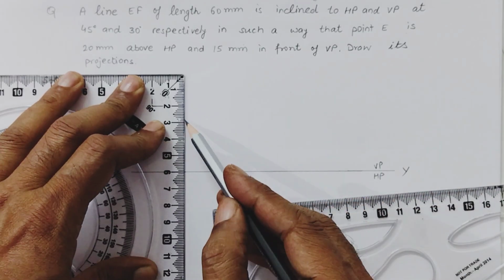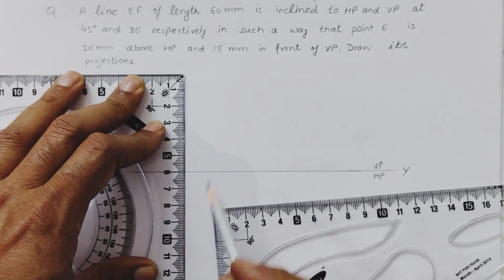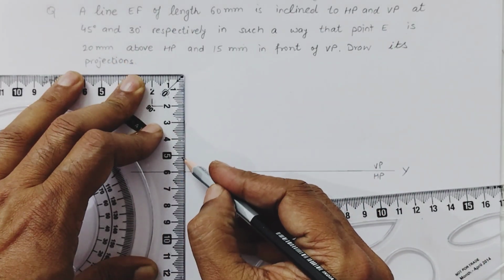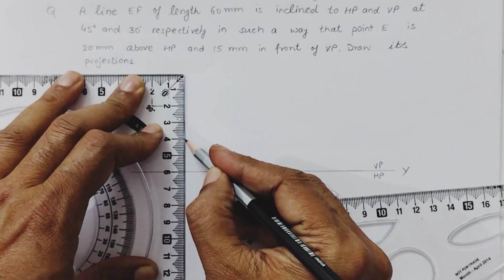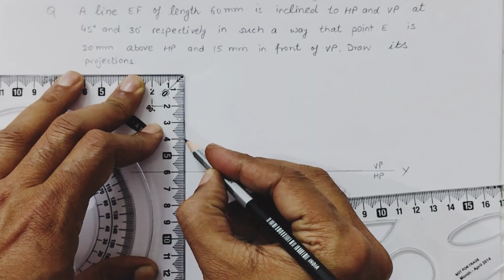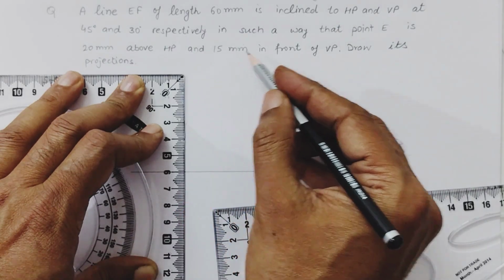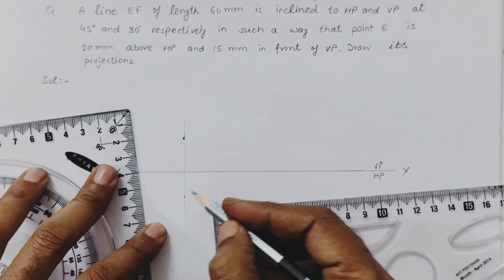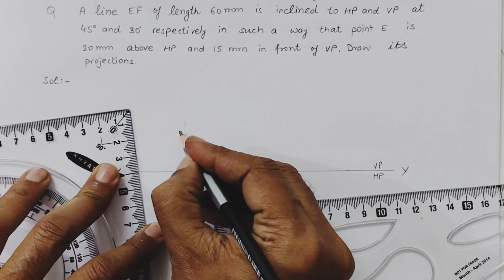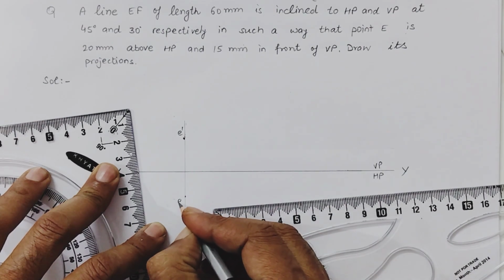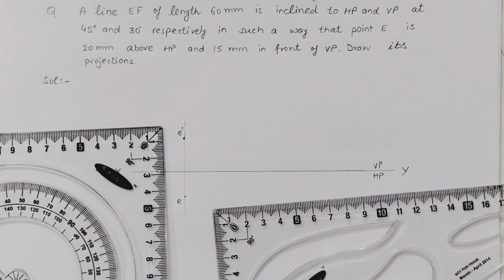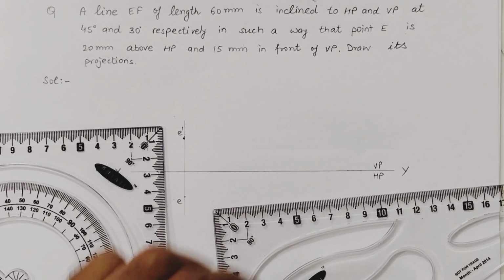Along this we will mark the given distance as line point E is 20 mm above HP, 20. So this point 20 is the front view and 15 mm in front of VP. So here is 15 distance. So we will mark as here is E dash and E point. Now we will draw horizontal line through these 2 points. So we will use ruler scale here.